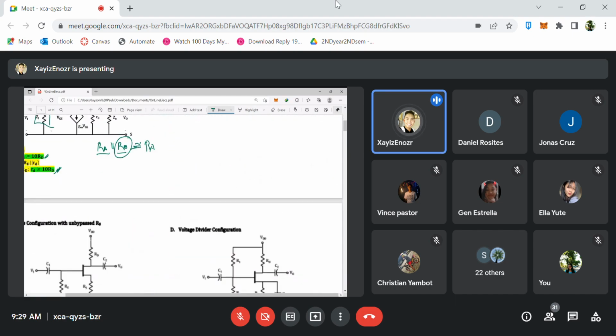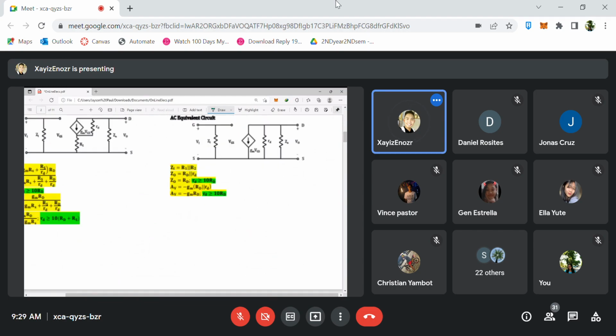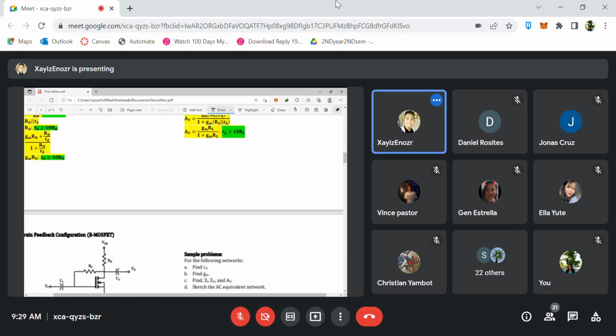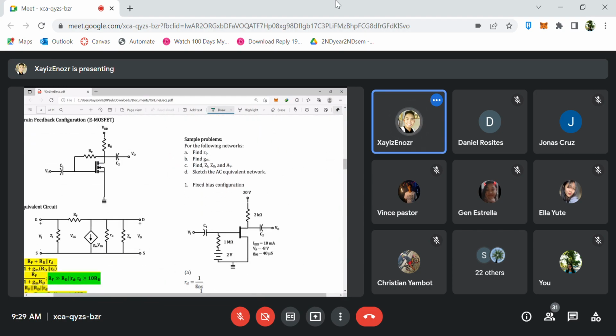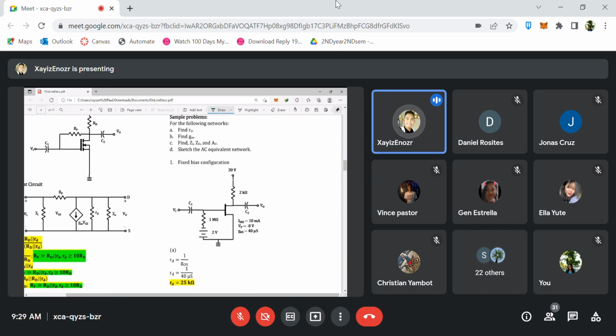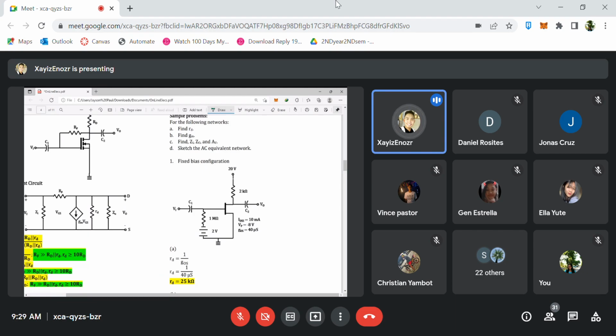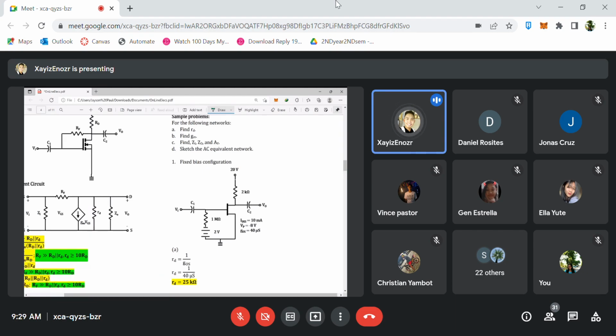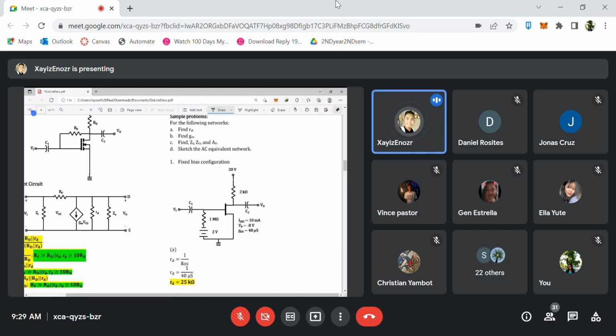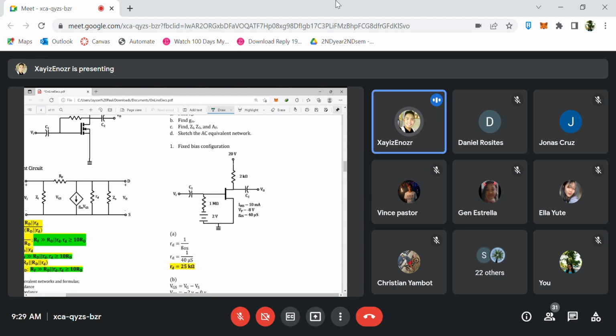Okay, so tingnan natin. Example dito. So, example. Ito. So, ito fixed bias configuration ng JFET. Yan. So, for the following network, find rd, find GM. So, let's find Z in, Z out, and AV, and sketch the AC equivalent network. Okay, so ito siya. So, ito example nating circuit.